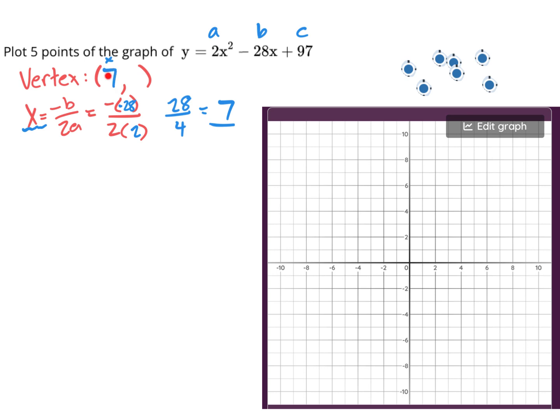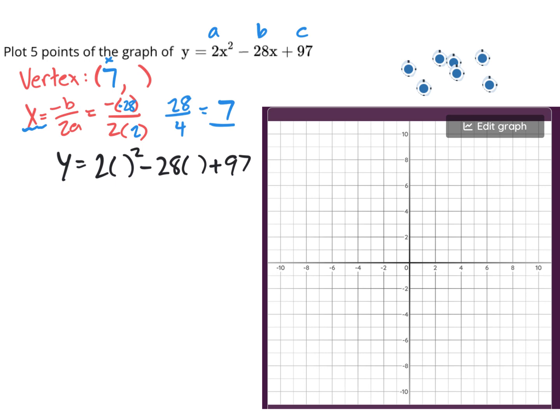So we know that the x value is 7, and we still need the y. So whenever you have an x and you want the y, all you have to do is plug in the x value, in this case 7, into the x's. So what I would do is simply plug in the x value of 7 into these x's. And how to do that safely would be to rewrite this, but with parentheses. So here I go. y equals 2x squared minus 28x plus 97.